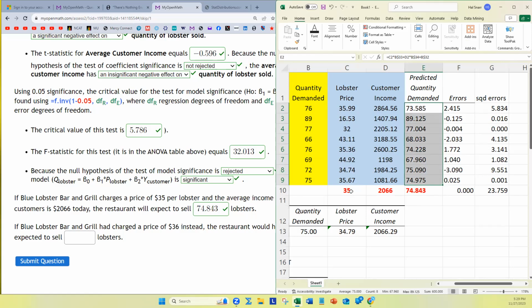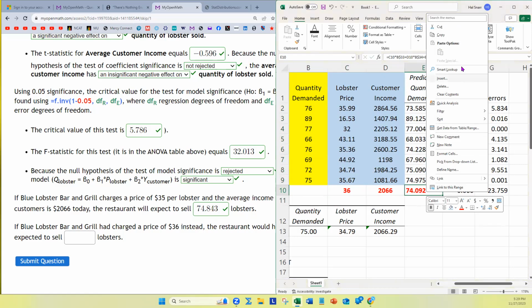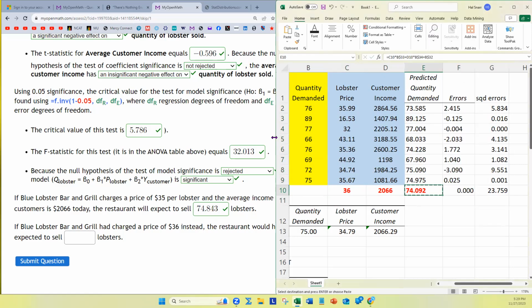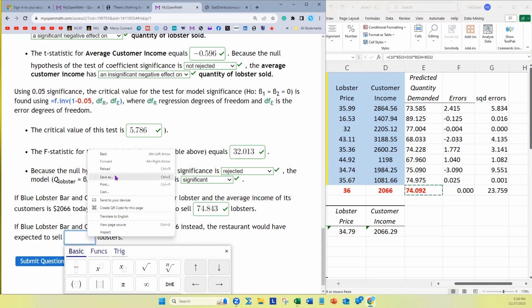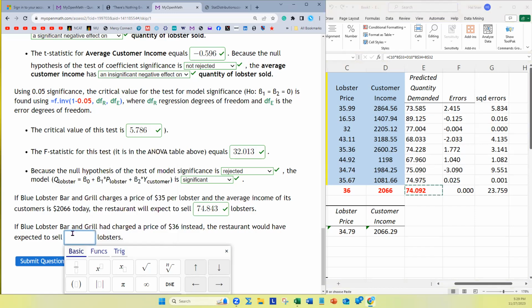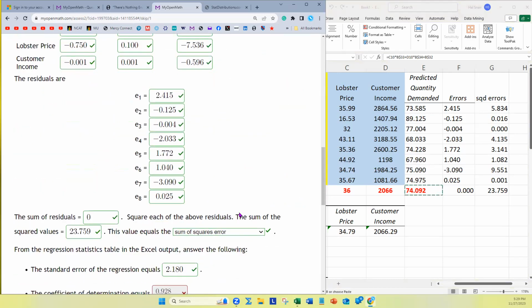Right. Now, notice what happens. We're going to hold constant everything else, but we're going to increase the lobster price, right? I'm going to increase it to 36. What happened to my predicted quantity demanded? It went down, right? Which is the law of demand. You're learning that in economics? Yeah, I believe so.